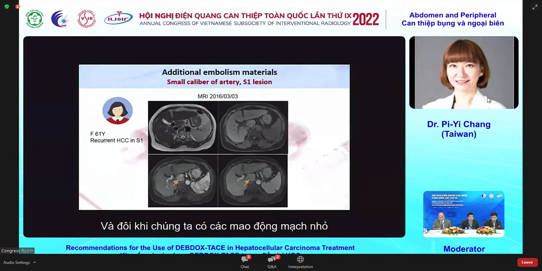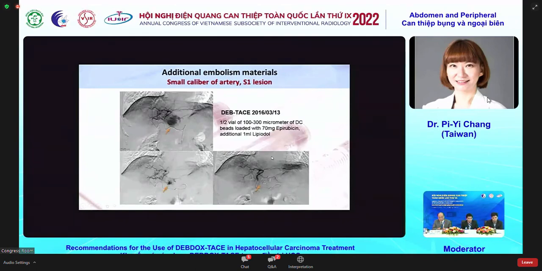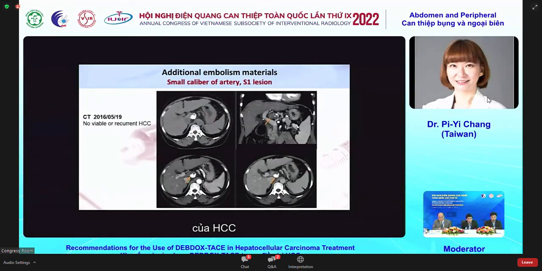And sometimes we have small caliber of artery with just one lesion. In this kind of situation, I will also add some lipiodol. So this is the tumor located in segment 1. And in the follow-up, you can see the total necrosis of the HCC and some lipiodol retention. So this is a complete response case.